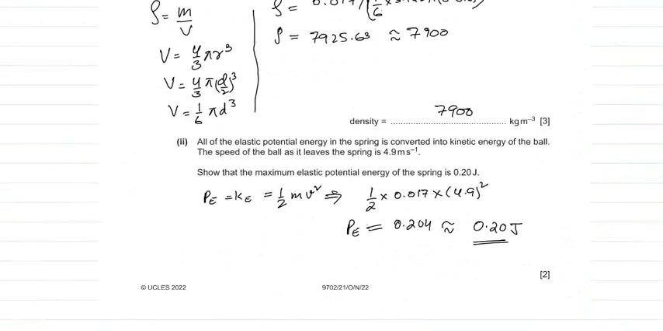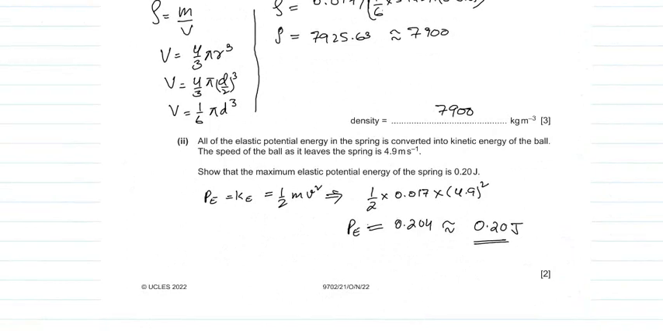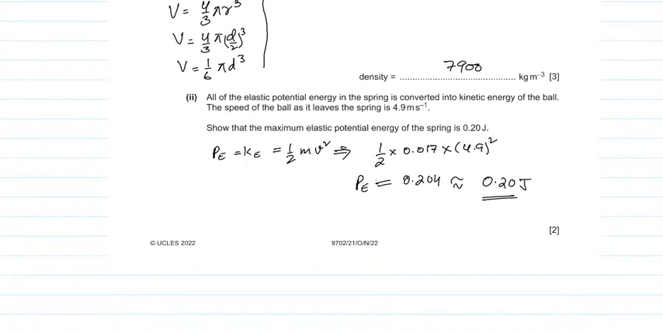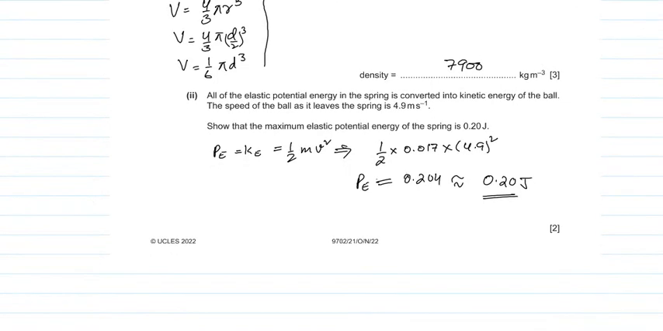All the elastic potential energy in the spring is converted into kinetic energy of the ball. The speed of the ball as it leaves the spring is 4.9 meter per second. So the maximum elastic potential energy of the spring is 0.20 joule. We know the formula of kinetic energy, which is half mv square, right? Half mv square, half of the mass we have, and we know the value of speed is 4.9, so it's 4.9 square.